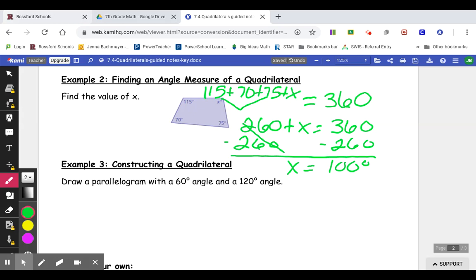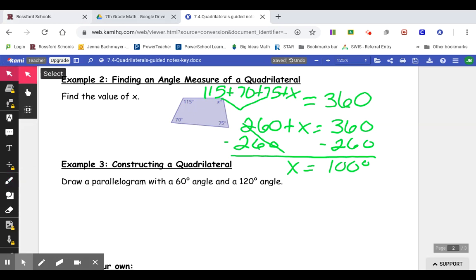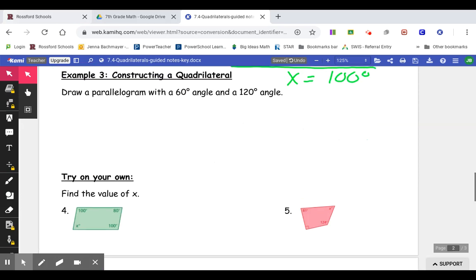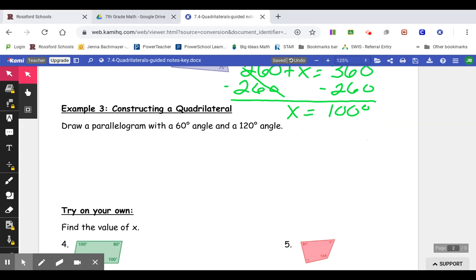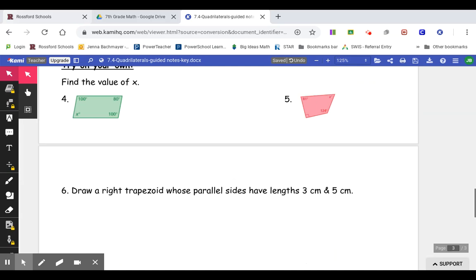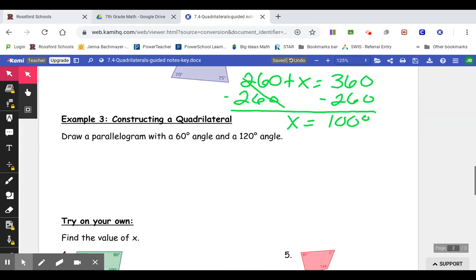All right, go ahead and pause the video. You have 2 try on your owns, 4 and 5, that I'd like you to do. And you are going to have to look for the second set of 7.4 notes for example 3 and for try on your own number 6, using a protractor to construct a quadrilateral.